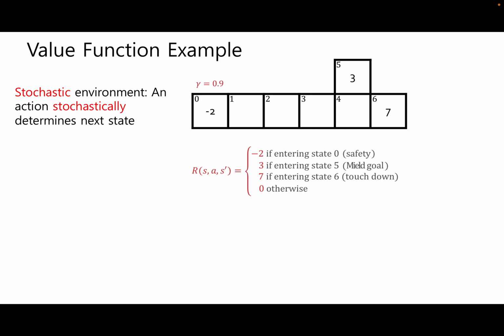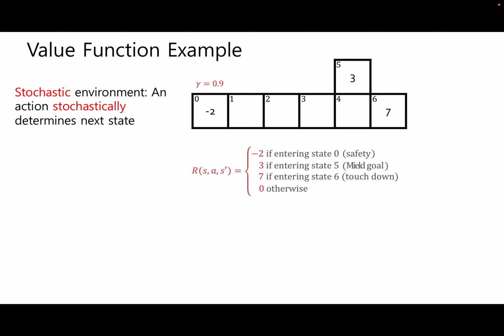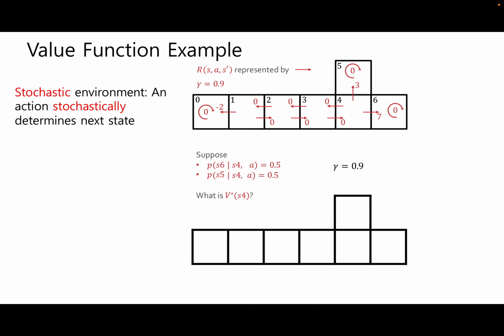And then we also learned about the stochastic environment. So far, we've only covered deterministic environments, so that an action deterministically determines the next state. There is no probability. But in a stochastic environment, we have probability, like this. So the probability of the next state from state 4 being state 6 is 0.5, and from state 4, the probability of the next state being state 5 is 0.5, right?